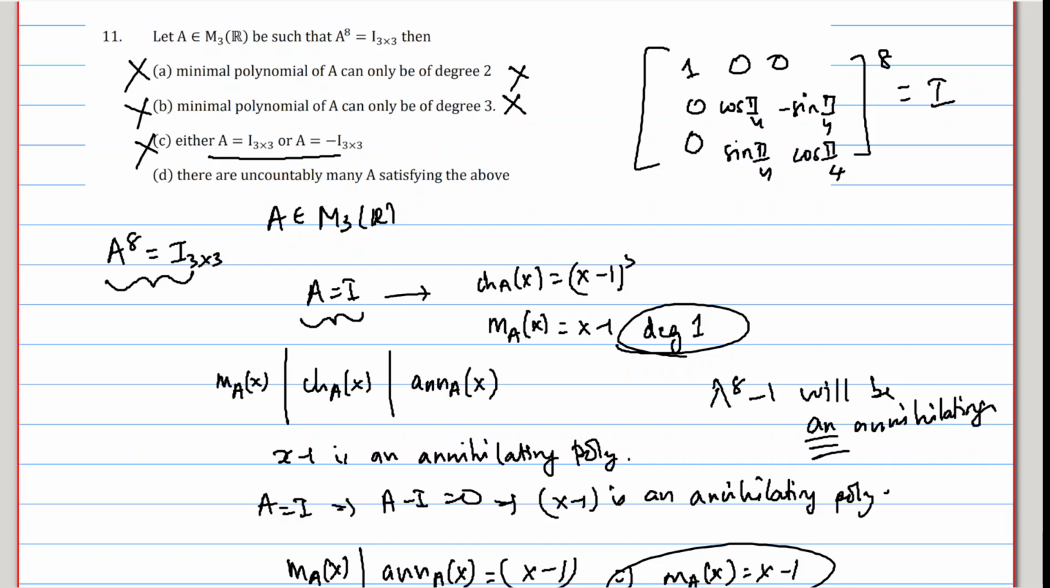We can also take the diagonal matrix with minus 1, 1, 1. This is also perfect. In fact, any A which satisfies A square equal to I, you can take that, right?